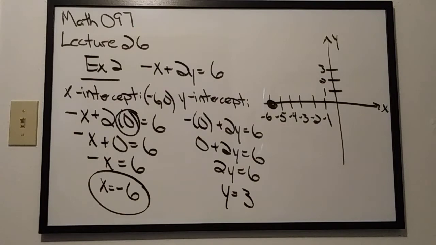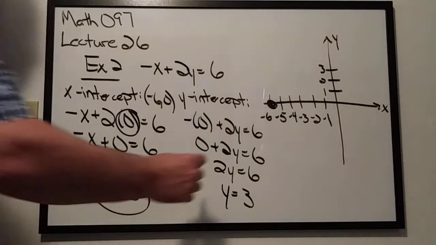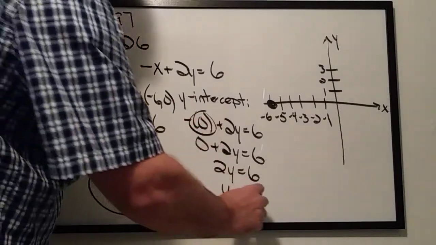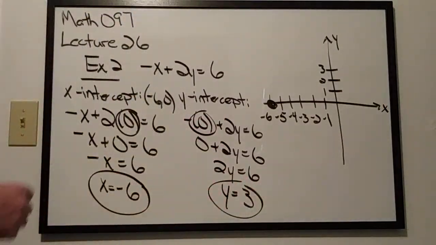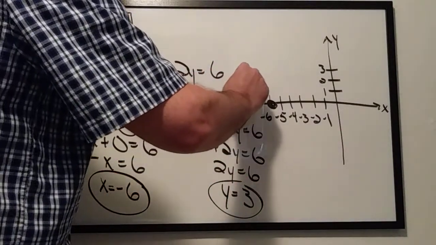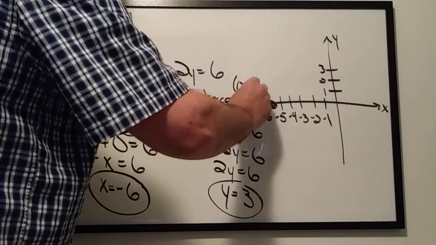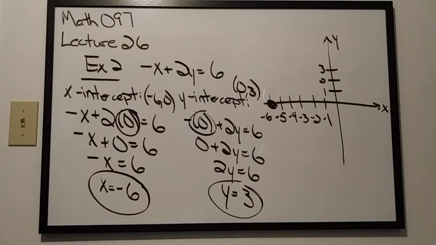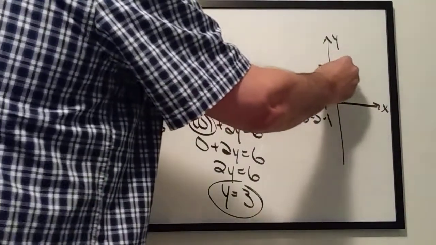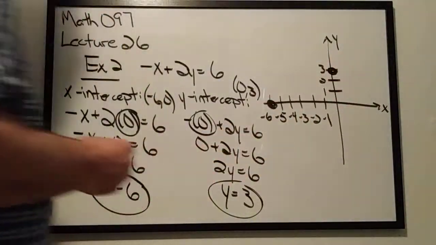Now, once again, because your author defines intercepts as points, we're going to have to take these two pieces of information. We have an x value of 0 and a y value of 3, and we'll write them down as a point. So the y-intercept is the point 0, 3. Well, 0, 3 is hanging out on the y-axis right there.